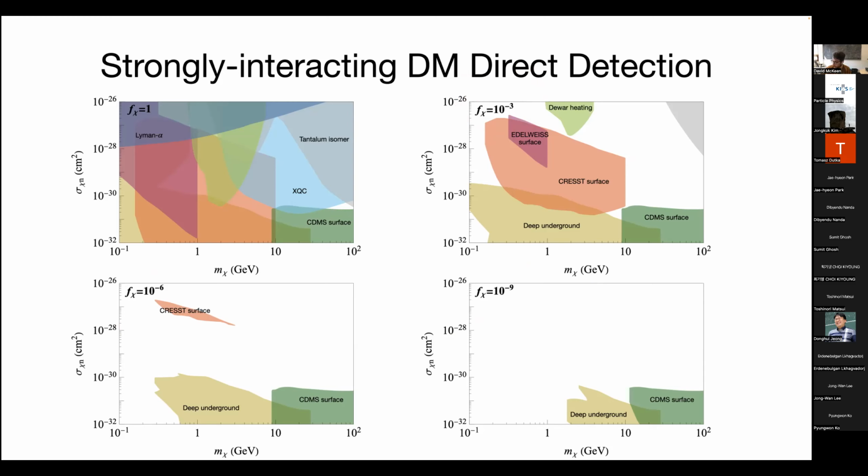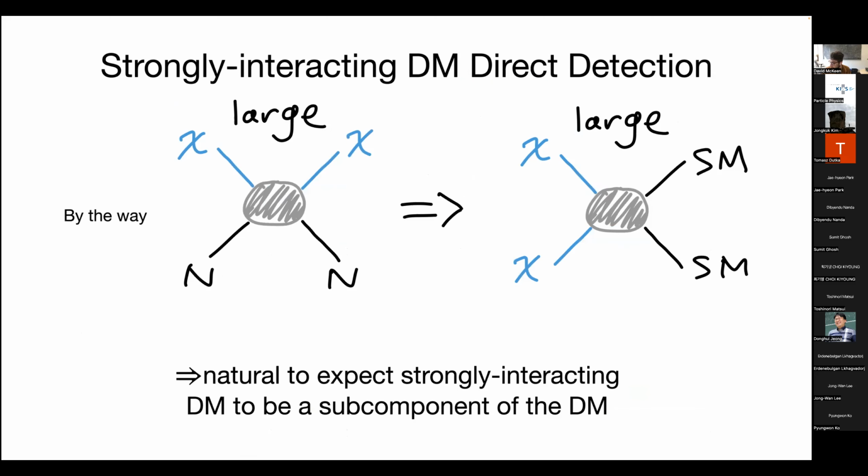Now, why might that be the case, that you could imagine these subcomponents instead of the entirety of the dark matter? I think it's actually a somewhat generic feature of strongly interacting dark matter. And the reason for that is, okay, it's kind of summed up with this cartoon.